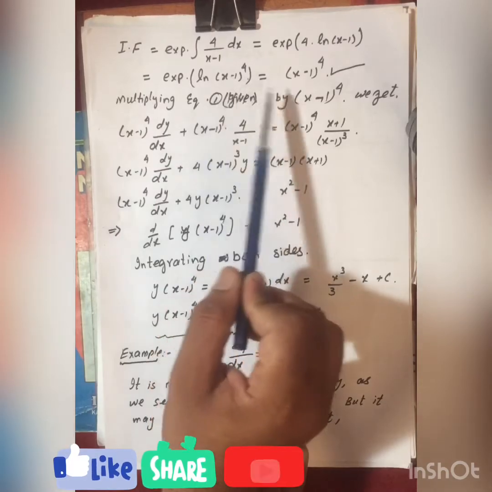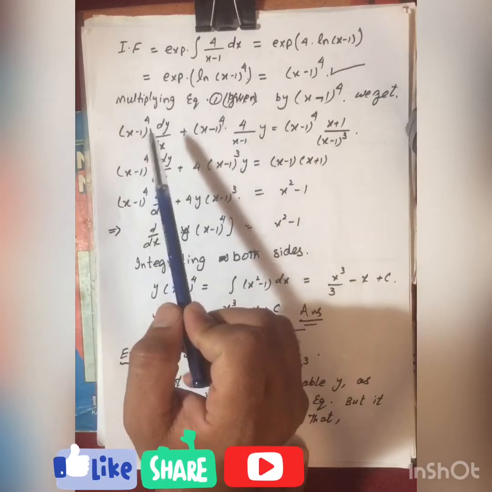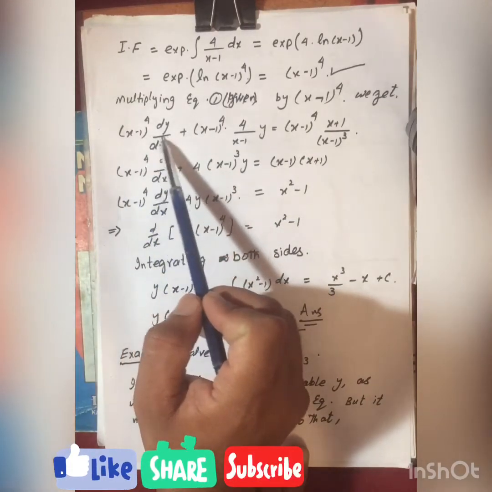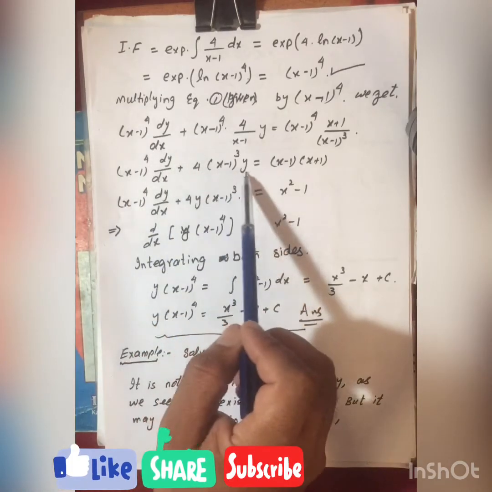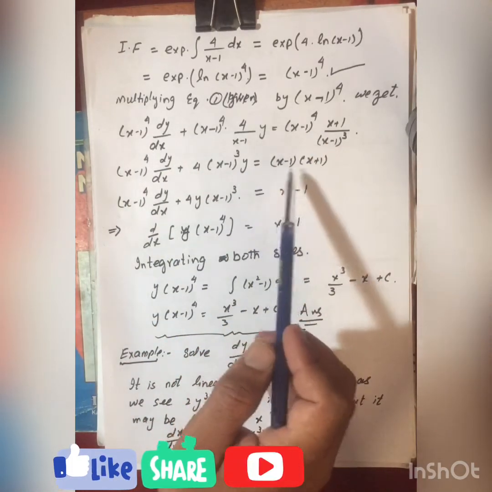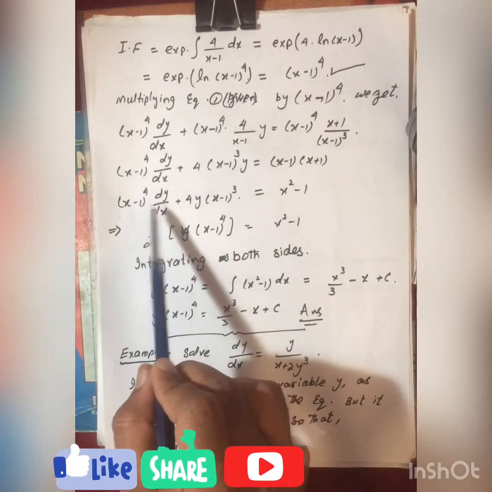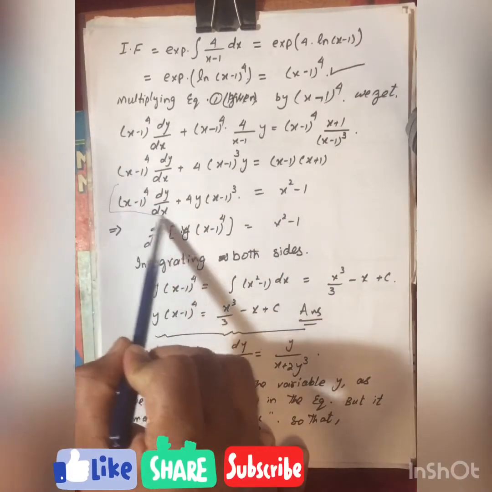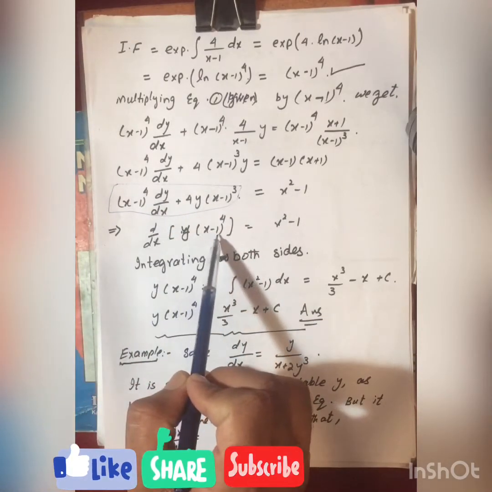You will not multiply this integrating factor to the given equation, you will multiply the integrating factor to the linear differential equation. Okay, (x minus 1) into this and this, you will multiply. After simplification, this will be cancelled. Okay, that's multiplied by (x minus 1). This left side can be written as the derivative of y (x minus 1) whole power 4.